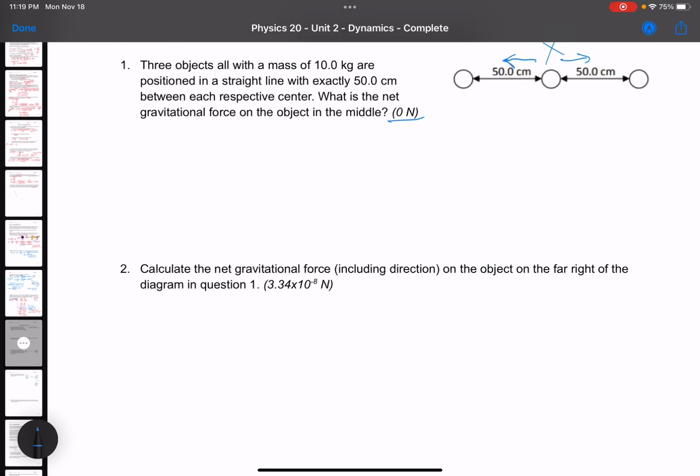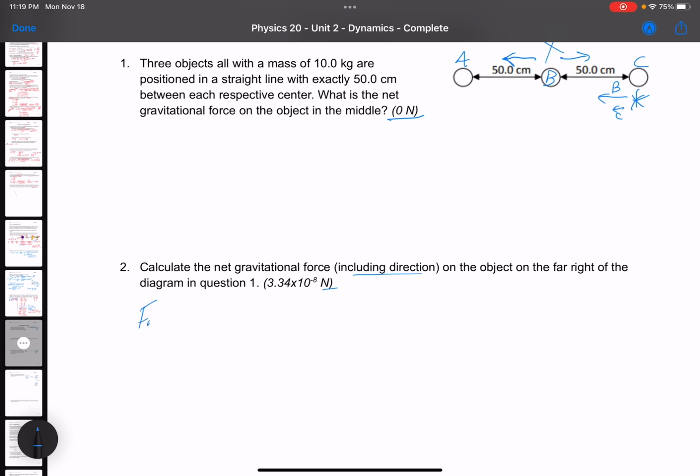All right, calculate the net gravitational force, including direction, on the object on the far right of the diagram in question 1. So on the far right, it's going to be pulled to the left. I'm going to call this A, B, and C. So it's going to be pulled to the left because of B, and it's going to be pulled to the left because of C. Okay, so I can add those together. Now, it's kind of funny that it says including direction. The answer doesn't have a direction. So I'm here to add that in right now as we work through this.